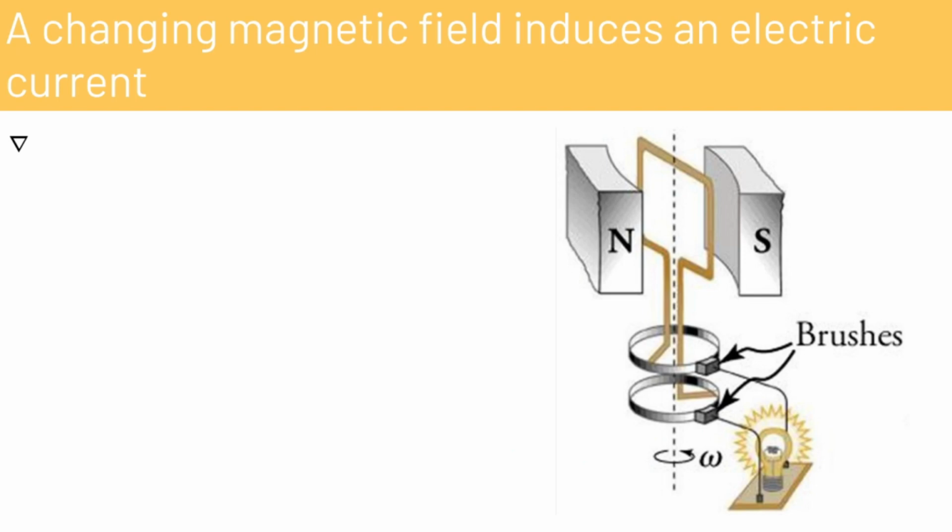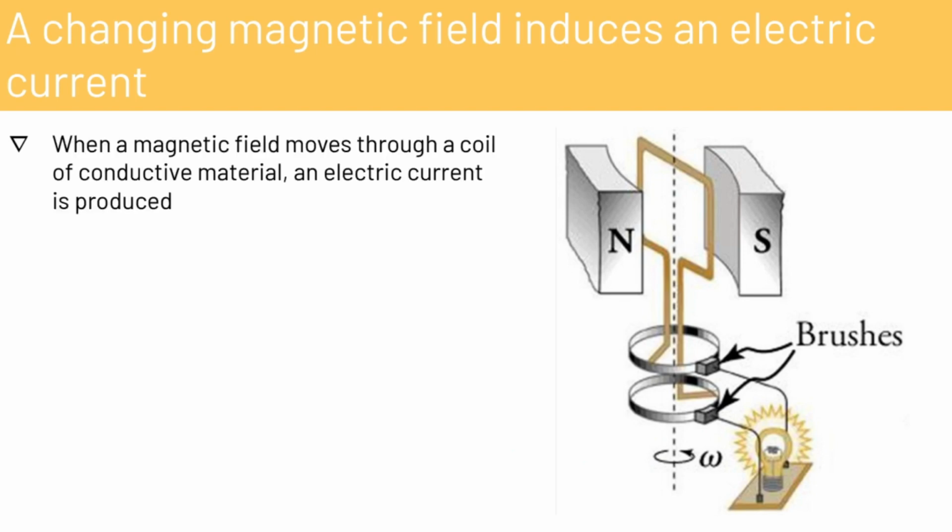Okay, so a changing magnetic field induces an electric current. When a magnetic field moves through a coil of conductive material, an electric current is produced. If the magnetic field is moving, and that's an important part, then an electric current is produced. This is how electric generators work.